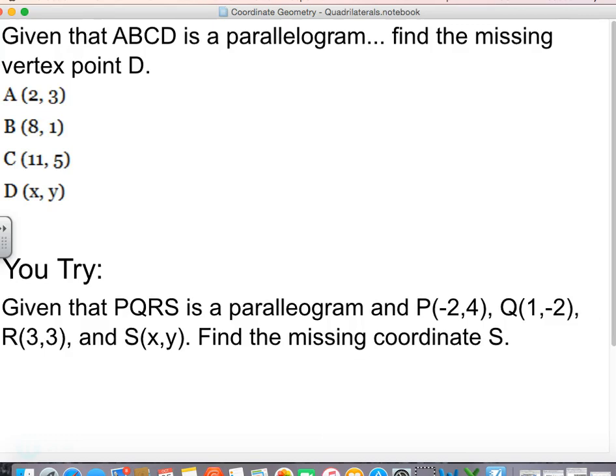Okay, something real quick that doesn't take long at all. Given that ABCD is a parallelogram, find the missing vertex point D. So this isn't classifying. This is a little bit different. We're given a shape, and we want to find what's the missing point. You don't have to have a graph to do this. It's a little bit more helpful sometimes, but that's all right. Let's just pretend we've got a coordinate plane here.